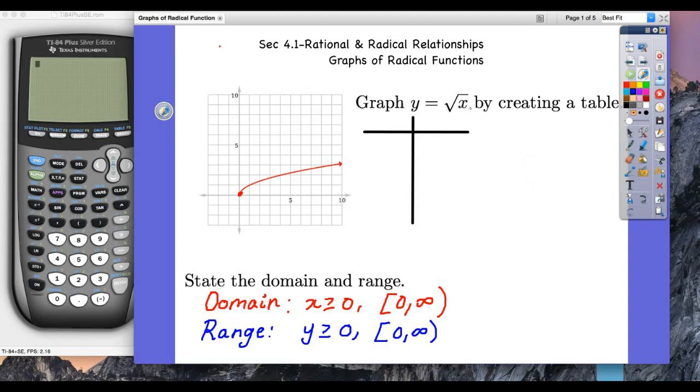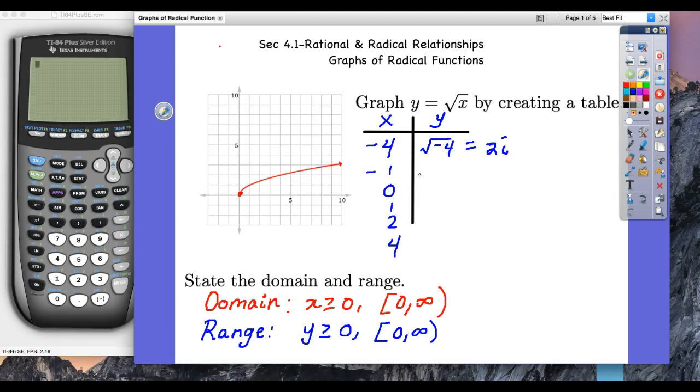Now to create a table we can pick any x value that's in the domain. Okay, so I make a t-chart and let's just pick a few values. Let's do like -4, -1, 0, 1, 2, and 4. Okay, those are the values I'm going to plug in for x. Now notice the first one when I have -4. If I plug -4 in under the square root, I get, excuse me, just 2i. Okay, the square root of 4 is 2, but this is negative, so it's imaginary.